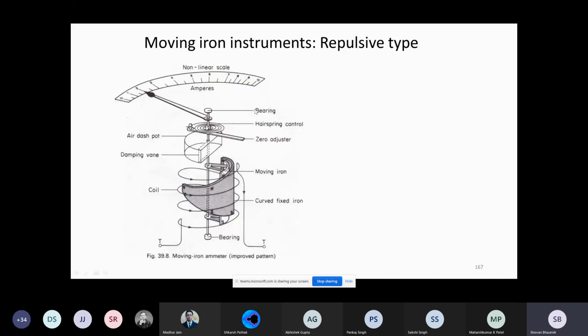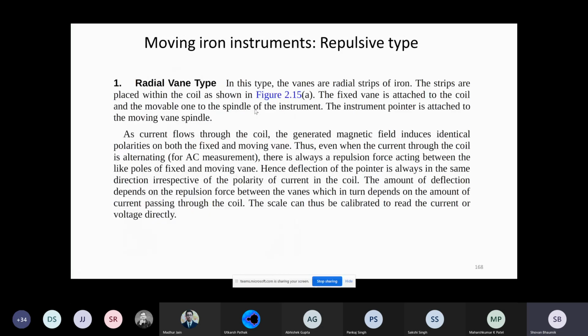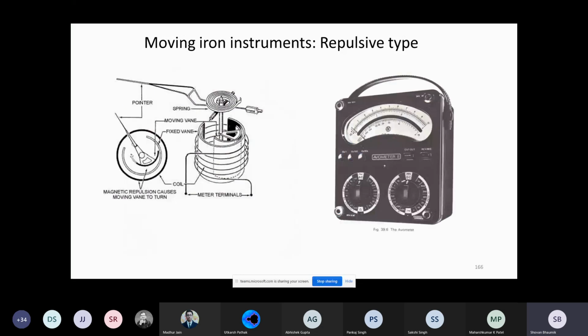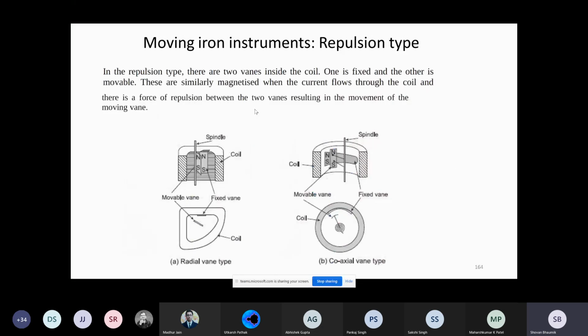Now here, if we go to the repulsive type instrument, there are mainly two types: radial vane type and coaxial vane type. In the radial vane type, you see the coil, the fixed vane, and the moving vane. This is called the radial vane, and this is the coaxial vane, where the two vanes are coaxial. The coaxial vane is more popular.